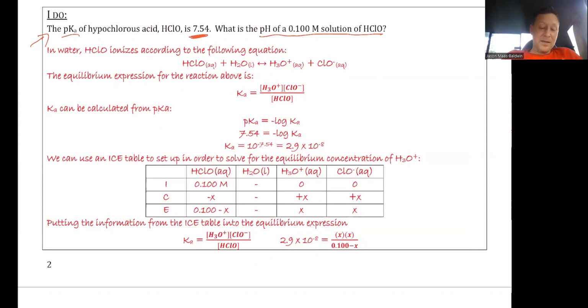First thing I do is figure out that in solution, this HClO is going to combine with water and form a hydronium ion plus the conjugate base of HClO, which is ClO minus. The equilibrium expression is going to be H3O plus, so it's an acid, right? So it's a Ka. It's going to be the H3O plus times the conjugate base, ClO minus, over HClO. For Ka, it's always this on the bottom and these two things on the top.